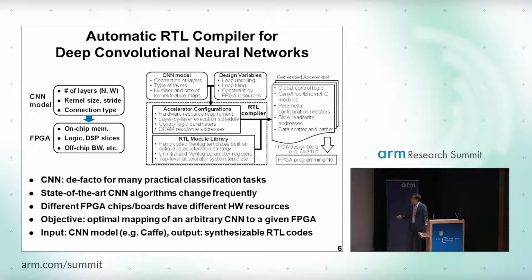And on the other hand, if we're trying to map this onto FPGA, because the reconfigurability of FPGA can be utilized best, different FPGA chips and boards have different hardware resources. So the objective here is that we want to do some optimal mapping of an arbitrary CNN to any given FPGA to efficiently implement this moving target of the CNNs. So the input for this automatic RTL compiler will be a CNN model from software frameworks such as Caffe or TensorFlow, and the output will be synthesizable RTL code.